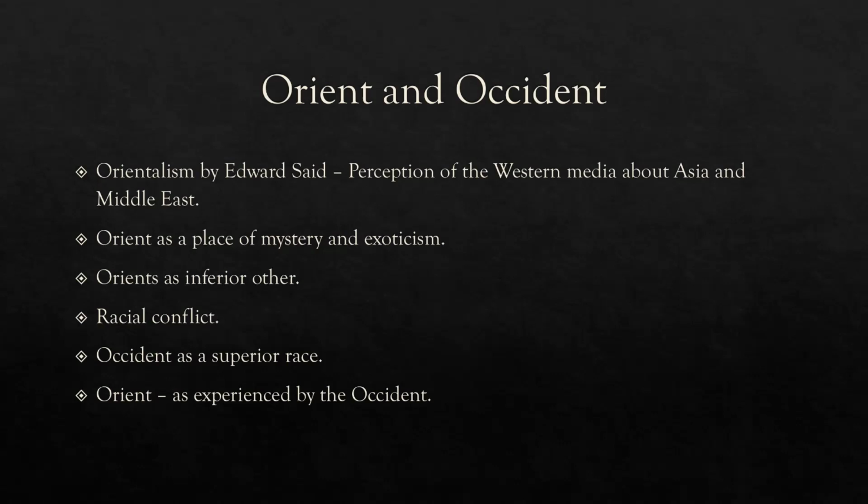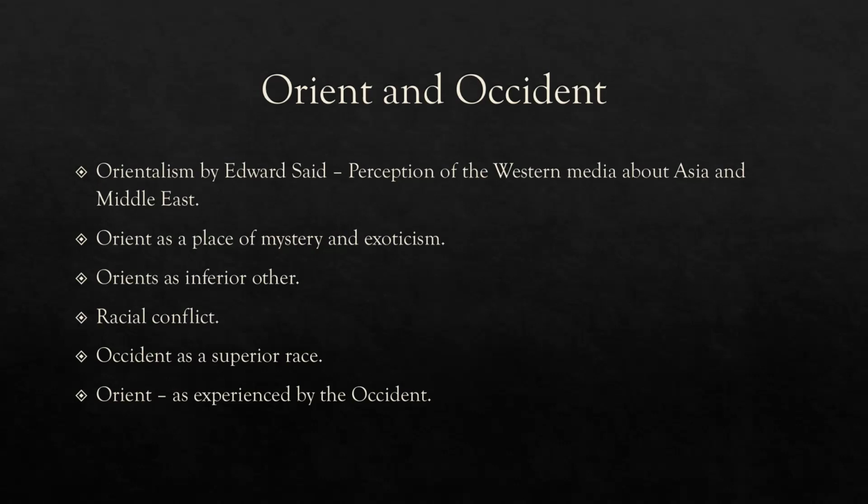In that book, he explicated how the Western media perceives especially Asia and the Middle East. How the Middle Eastern people and their culture are represented as something inferior, something mysterious, something exotic. For example, you must have read or seen visual or textual representations of the Arabian Nights, and how the Arabian Nights has been adapted into films or cartoons. This is just one example. So Orients are always considered the inferior other.